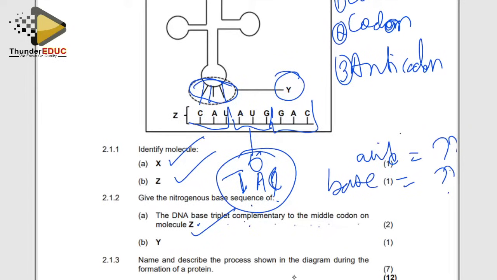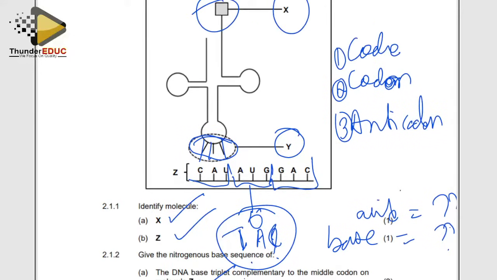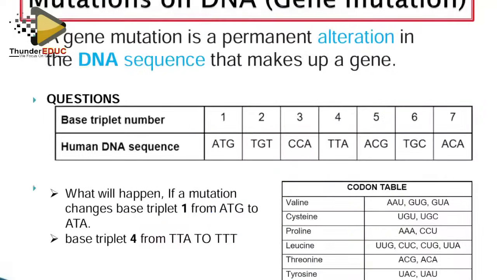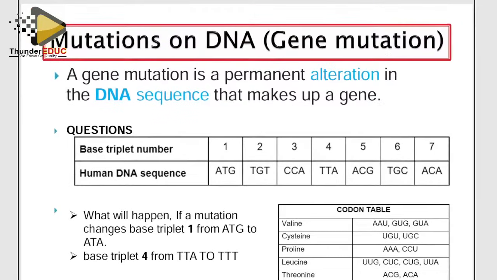Then they're saying describe and name the process that occurs in the diagram above. So here we are talking about translation. So you describe translation. I think I'm done with that. Let's go to the most difficult part.